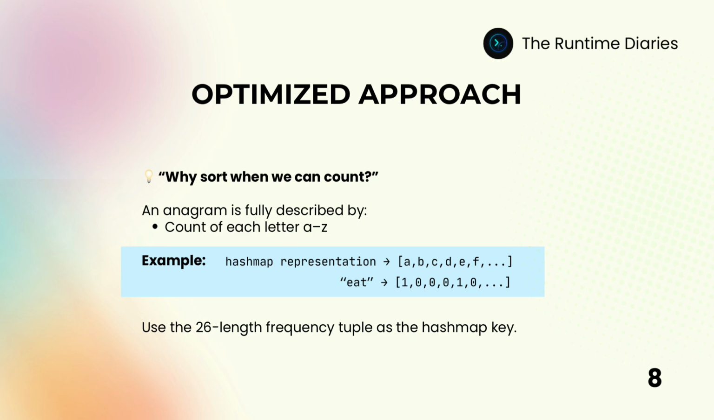Instead of sorting letters, what if we just counted them? Every word can be described by the frequency of each letter A through Z. For example, eat becomes 1 E, 1 A, 1 T, and 0 of everything else. And if another word has the exact same counts, it is an anagram. So now, instead of sorting, we create a 26-length frequency list, convert it to a tuple, and use that as our key. This eliminates sorting completely.